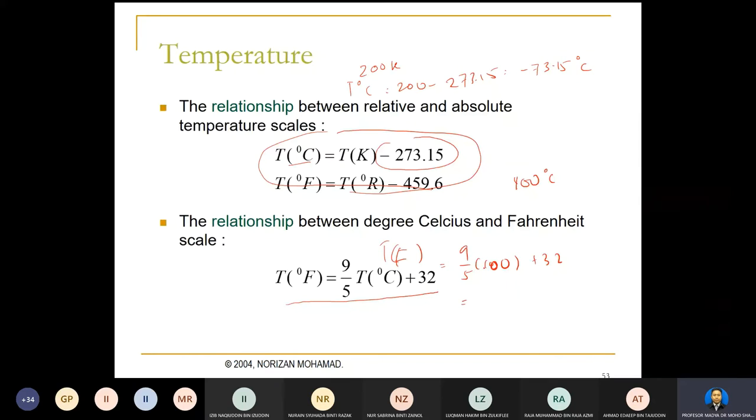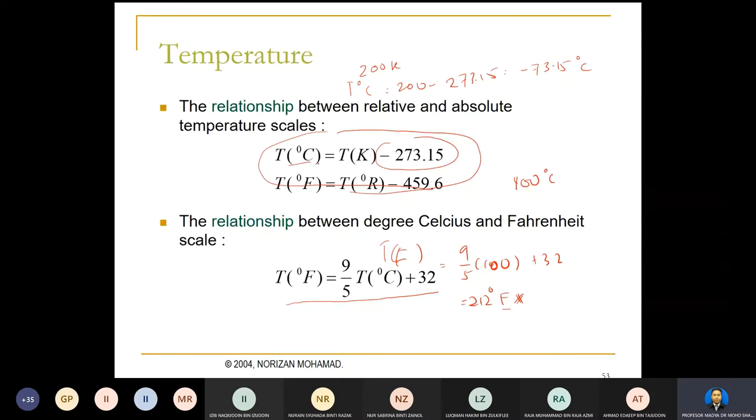For example, 900 divided by 5, plus 32. So in Fahrenheit we have 212. So this is the unit, F, for temperature in Fahrenheit. This is a fixed formula.